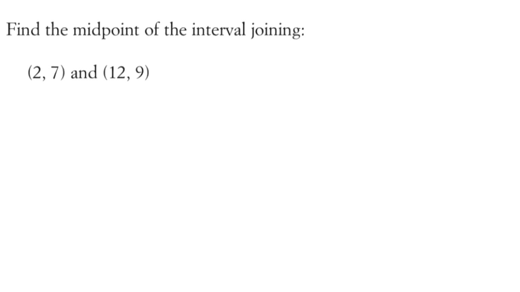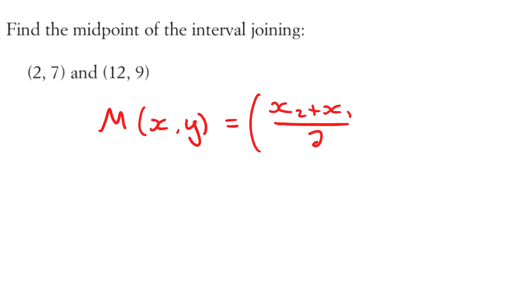I always like to start by writing down the formula first. So our midpoint will equal x2 plus x1 over 2, and then y2 plus y1 over 2. Because we're finding the average, x2 and x1 are interchangeable. You could have x1 plus x2 or y1 plus y2.